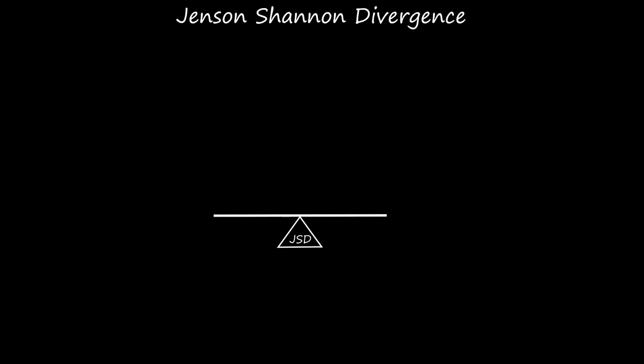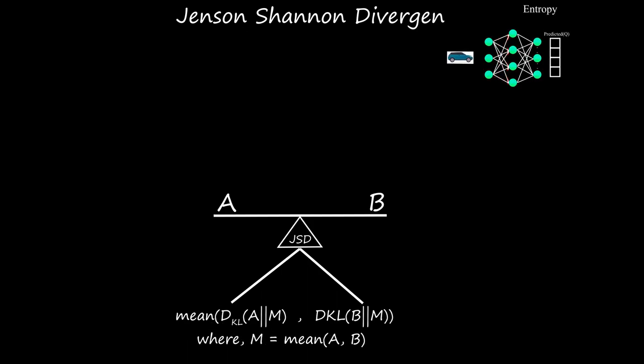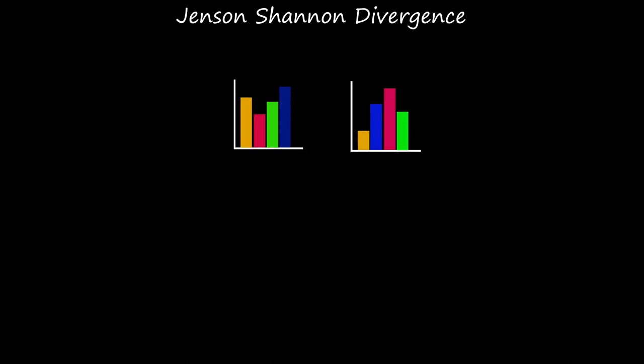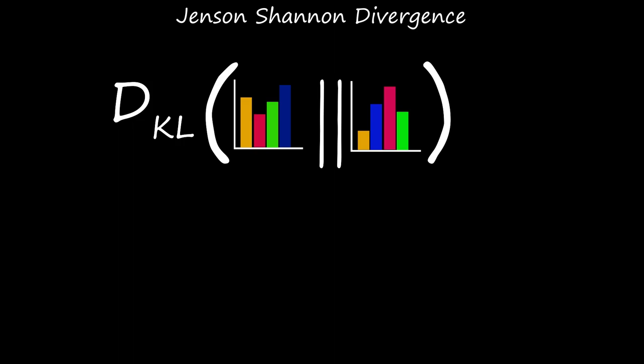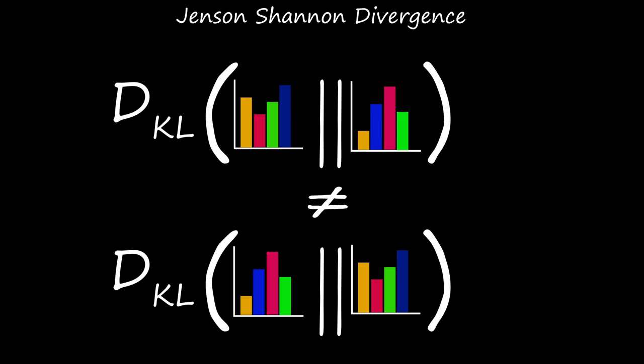in machine learning. JSD is a statistical measure that is used to compare two probability distributions. It's based on Kullback-Leibler or KL divergence, which I've already explained and you can watch it from here, which is a measure of how different one probability distribution is from another. But the KL divergence is not symmetric, meaning that the result will be different depending on which distribution is considered as the reference distribution and which is the comparison distribution.